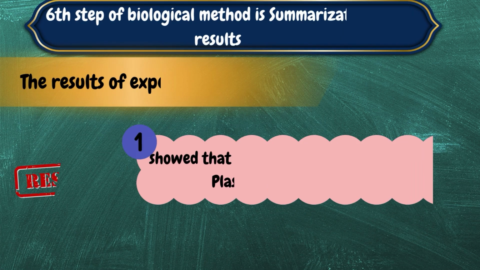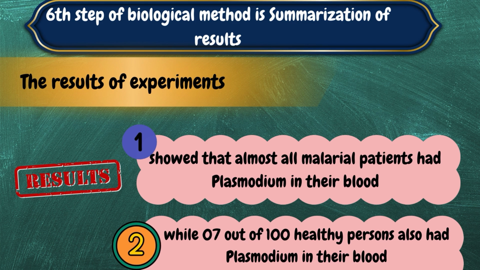After experimentation, the next step is summarization of results. This experiment has 2 results. The first one showed that almost all malarial patients had Plasmodium in their blood.